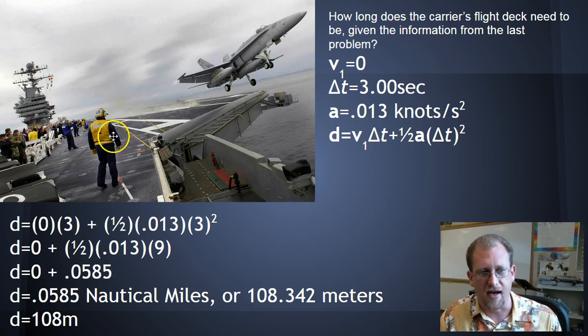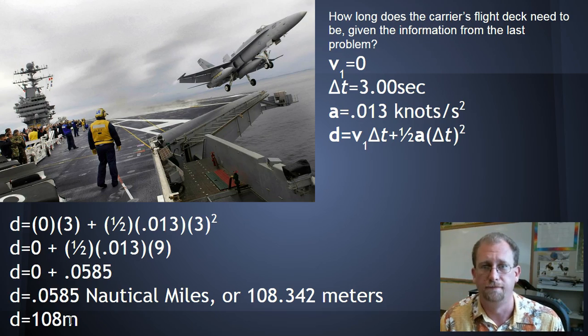That's how long the deck has to be. Let's turn that into something that's a little bit more usable for us. Let's convert that to meters. If you convert that to meters, that's 108.342 meters. I have 3 significant digits, so 108 meters long. That's the absolute minimum that an aircraft carrier's deck can be to have that operation occur. Pause the video if you need to look at that some more.